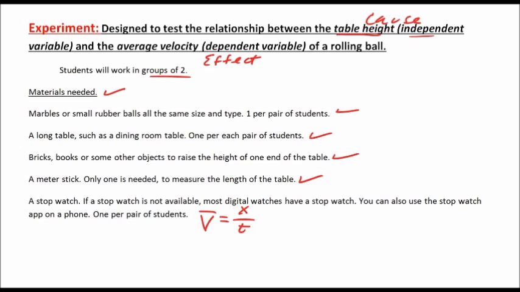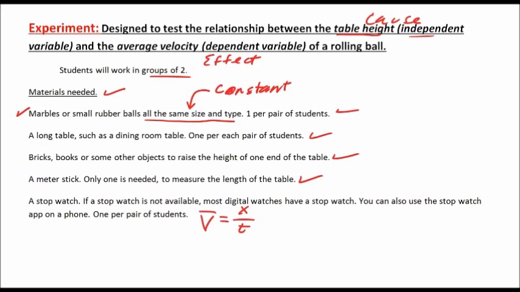Now, before we go any further, let's take a look up here where it talks about the materials that they need. And the first statement here says that they would need marbles or small rubber balls, all the same size and type, 1 per pair of students. Why do you suppose it is that the marbles or the rubber balls that they use will have to be all the same size and type? Well, I'll tell you, the reason is that if they're all the same size, then that keeps it constant through the experiment. And these items that you don't want to change from one part of the experiment to the other are referred to as constants.